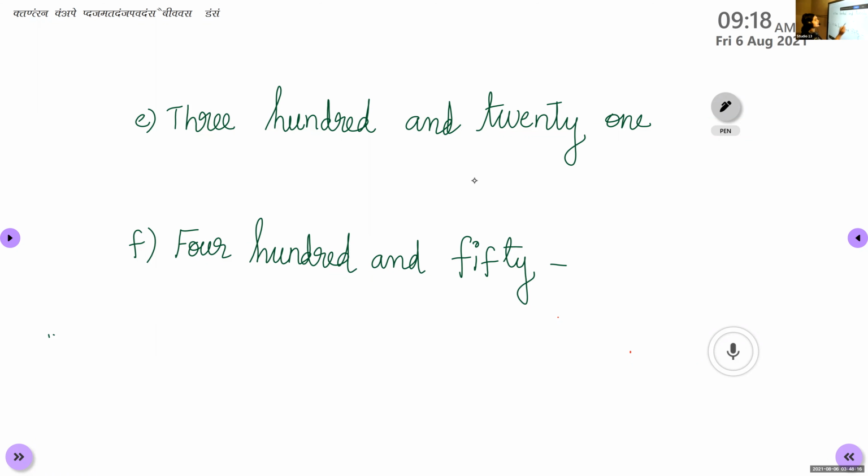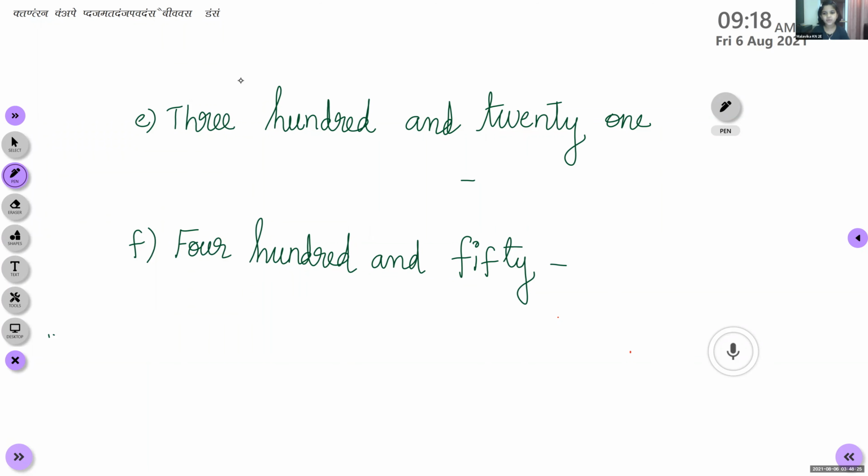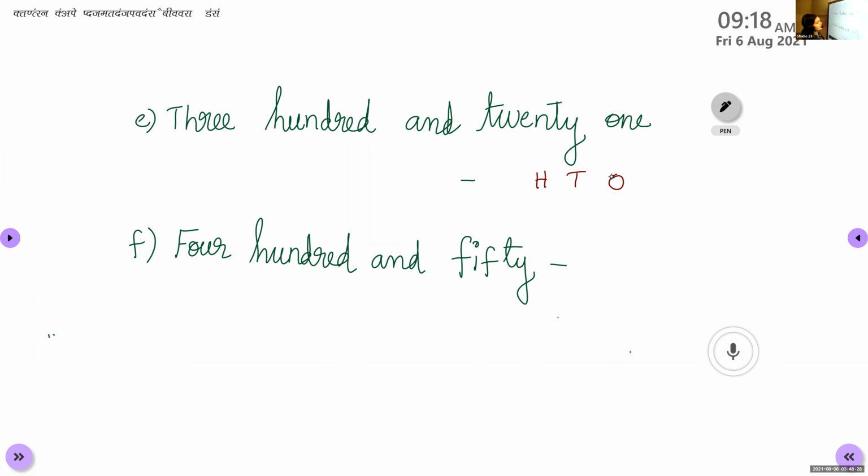321. So first, let us write the places: hundreds, tens, ones. Then, hundreds place 3. Yes, it's written 300. So in hundreds place we should write 3. After that, tens place 2. Yes, it is written 21. So to write 21, in tens place 2, in ones place 1. Correct, my dear. The answer is 321. Correct. Thank you, ma'am.